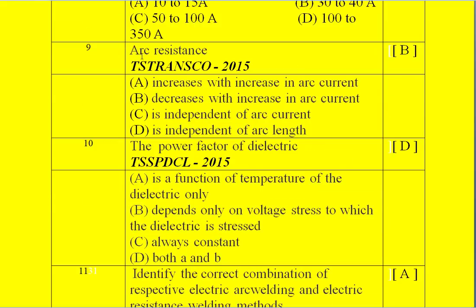Next question. Arc resistance, A is increases with increase in arc current, B is decreases with increase in arc current, C is independent of arc current, D is independent of arc length. Arc resistance depends upon the arc length, but it decreases with increase in the arc current. So B is the right answer, and it was given in 2015 TS Transco.